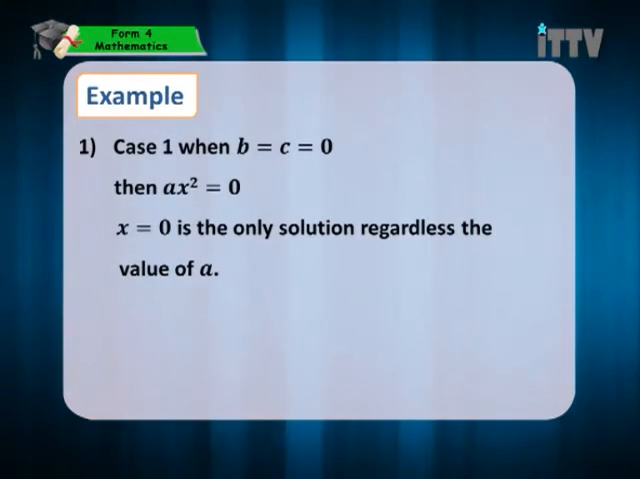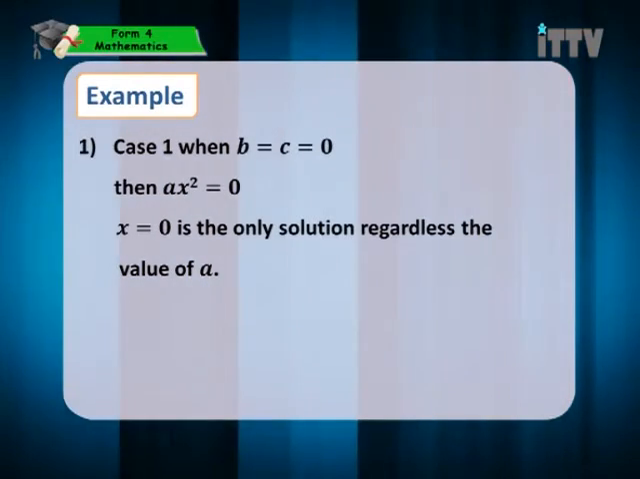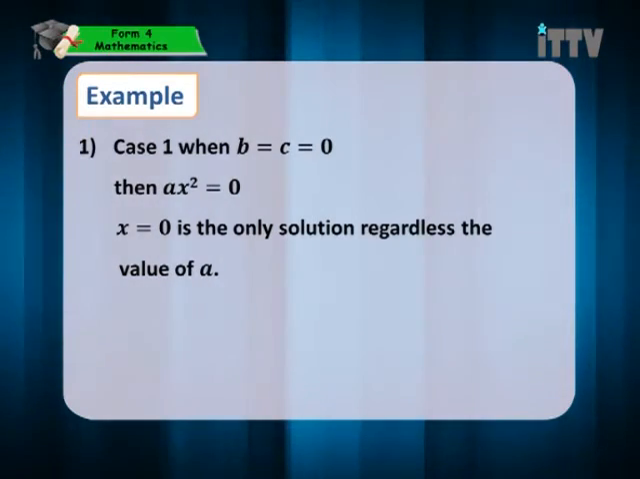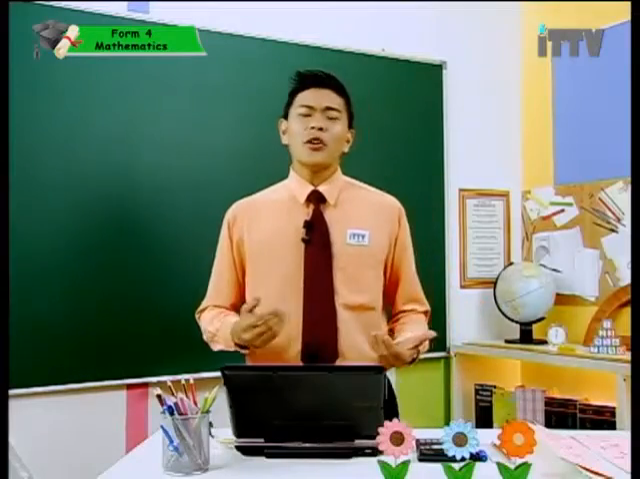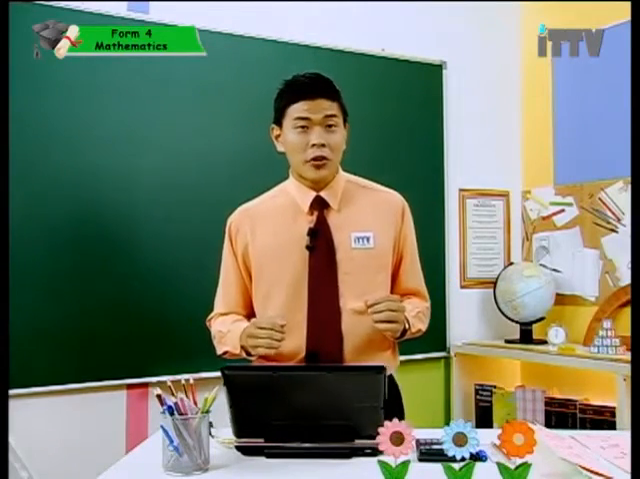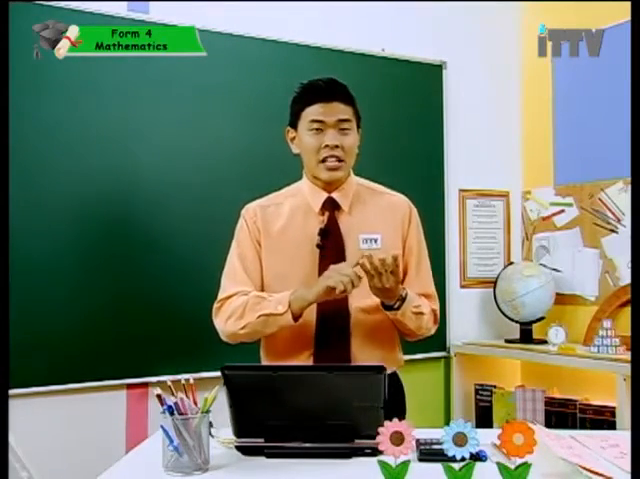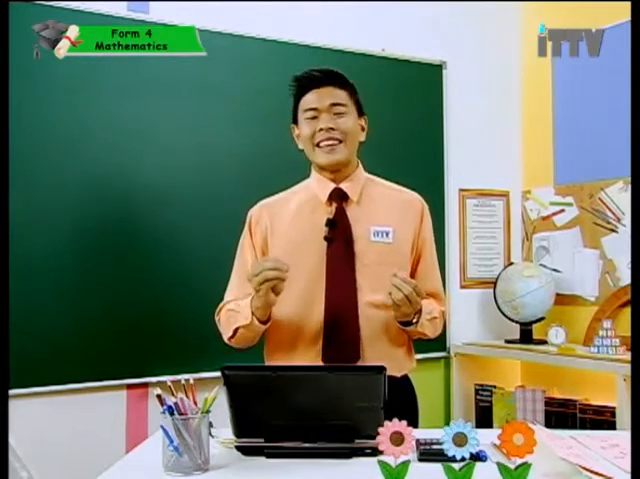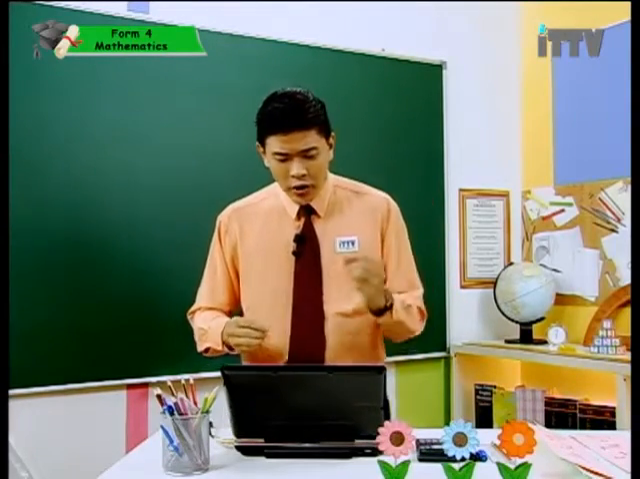In number 1, in case 1 where b and c are 0, then ax squared equals 0. Therefore, x equals 0 is the only solution regardless of the value of a. What we are doing now is analyzing the 4 cases for every type of possible quadratic equation as we have looked at earlier: Case 1, Case 2, Case 3 and Case 4. What differentiates these cases are the possibilities of the integers b and c taking different values or 0.